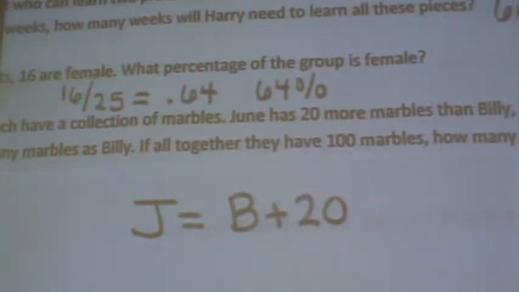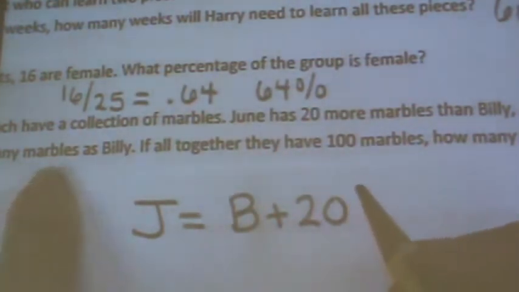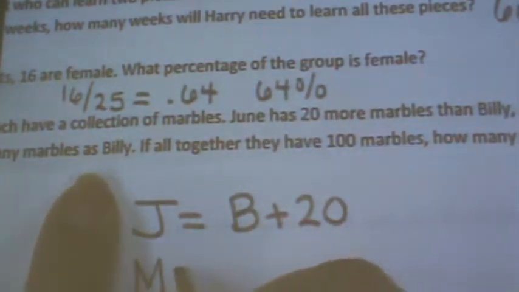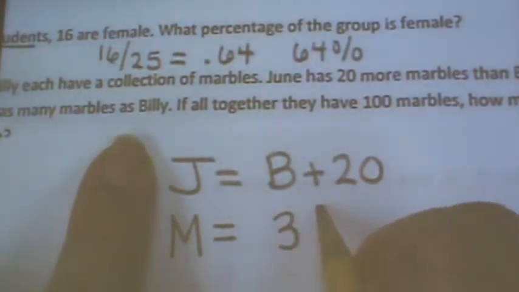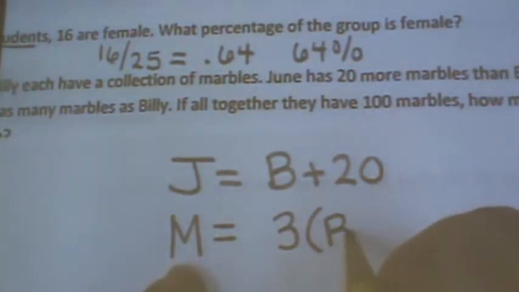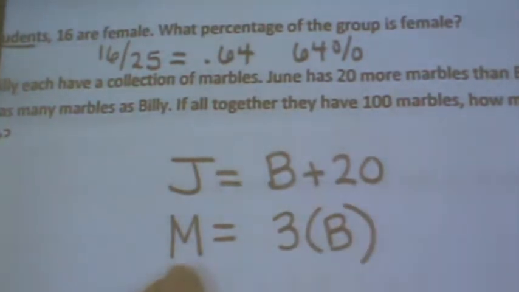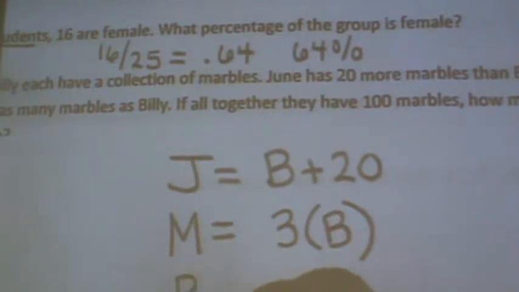Then it says, Maria has 3 times as many marbles as Billy, so here's Maria now. Maria has 3 times as many as Billy. So if you take the number of marbles that Billy has and multiply it by 3, then Maria and Billy will have the same number of marbles. In Billy, we don't know how many he has. We're just going to say he has B.